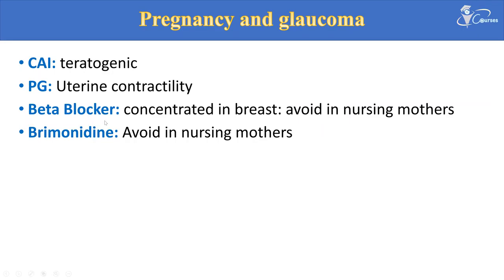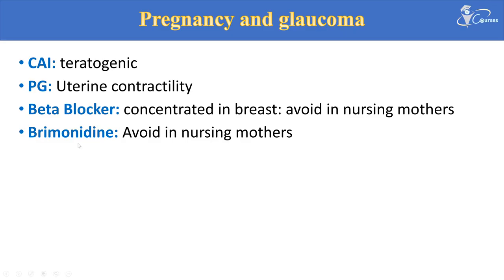Beta blockers are concentrated in the breast milk, so they should be avoided in the nursing mother because they will pass to the babies and cause many problems. Brimonidine also should be avoided in the nursing mother, as it will also pass to the babies and cause apnea and seizures, as we mentioned before. It shouldn't be given to a child less than 2 years old.